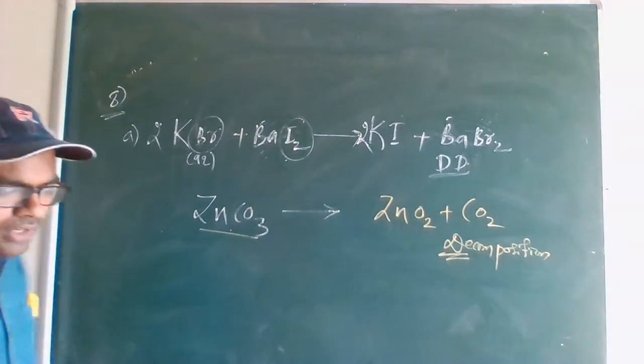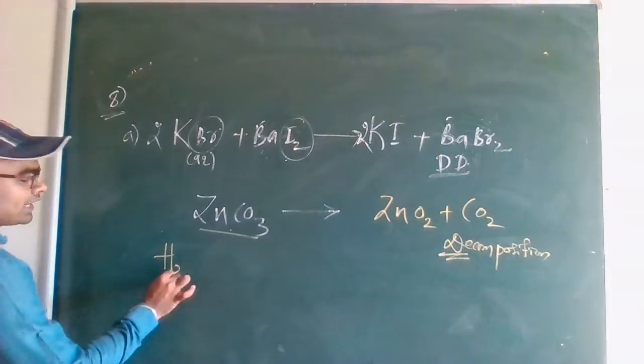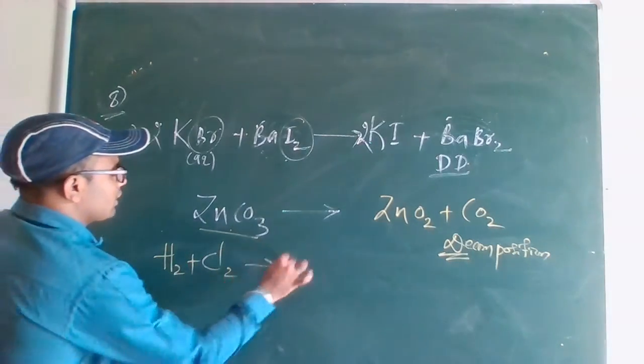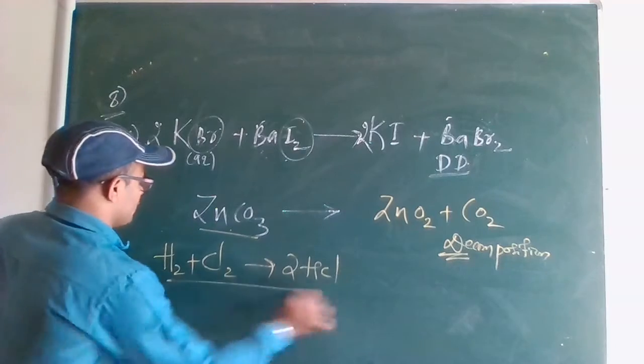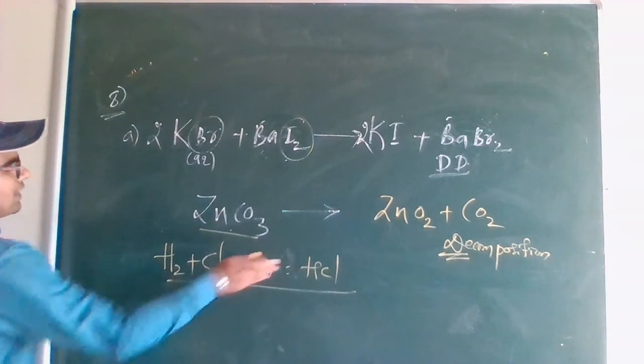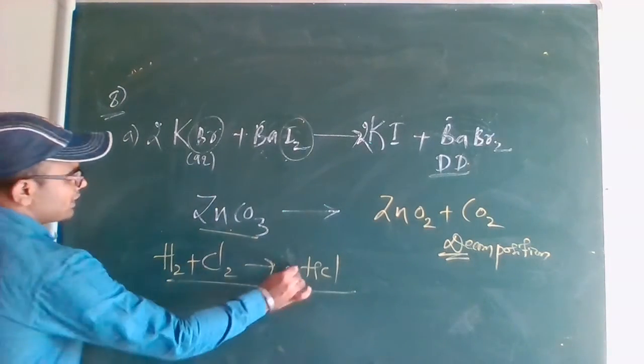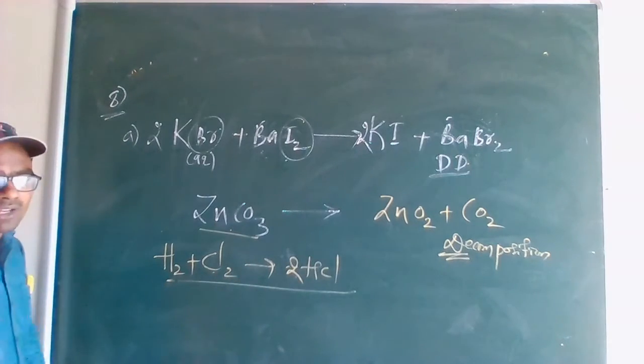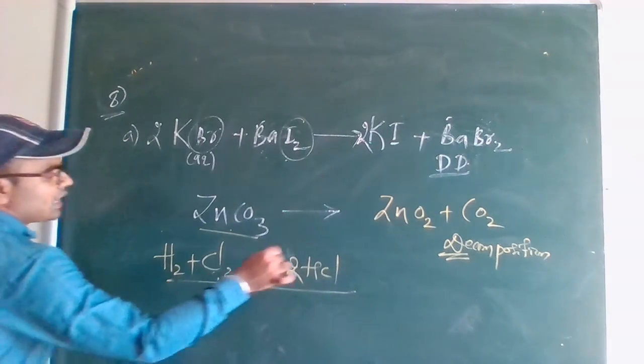Hydrogen plus chlorine, hydrogen chloride. So if you look here, first it will be HCl. After that we have to balance. HCl, hydrogen and chlorine are balanced. Hydrogen and chlorine give hydrogen chloride.